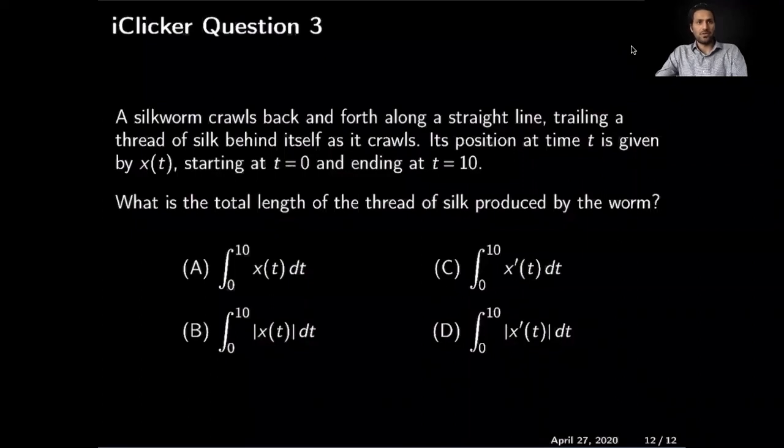Here I have one more iClicker question for you to practice. This is question number 3. A silkworm crawled back and forth along a straight line, leaving a thread of silk behind itself as a straw. Its position at time t is given by x of t, from t equal to 0 to t equal to 10. What is the total length of the thread of silk produced by the worm? So take 1 or 2 minutes and leave your answer in the link above to compare your answer with the others once you have.